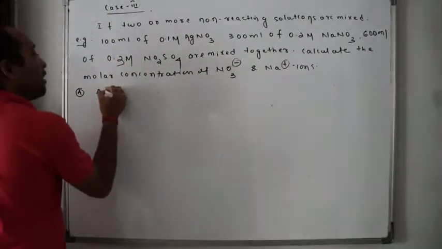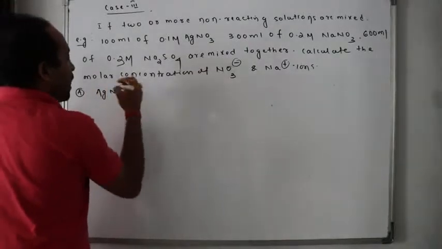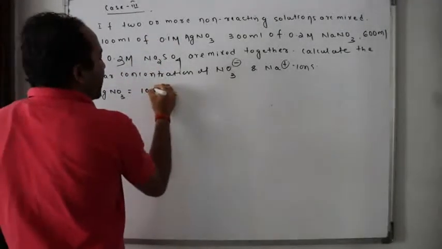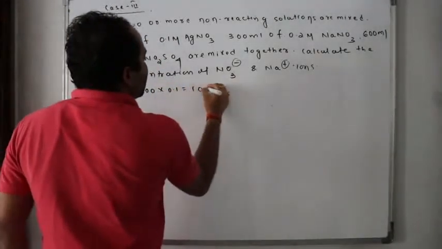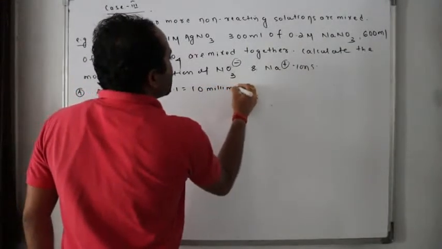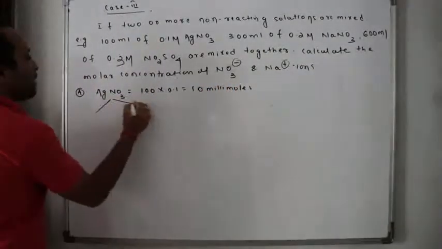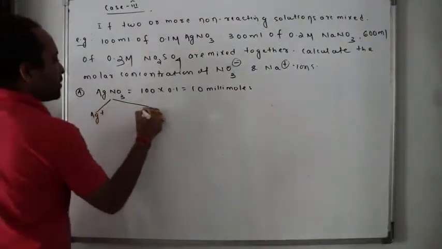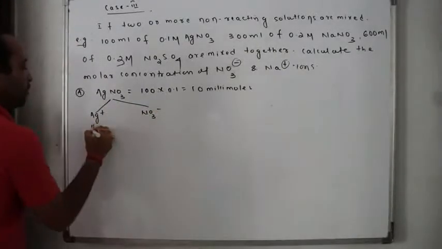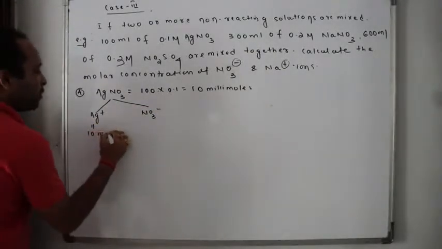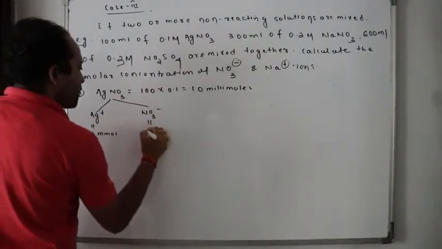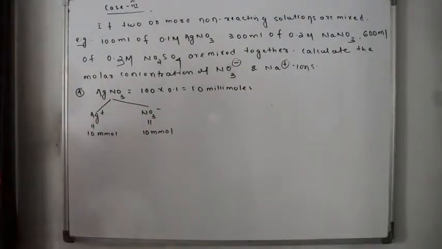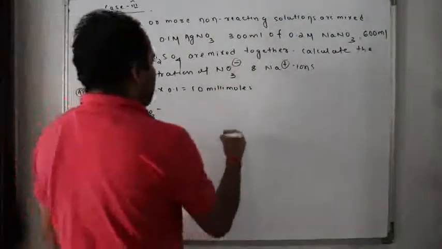Now, AgNO3, 100 ml into 0.1. So, is it 10 millimoles? And AgNO3, if it is breaking down, will give Ag plus and NO3 minus. How many millimoles here? 10 millimoles. How many millimoles here? 10 millimoles. Do you agree with me or not? Yes or no?